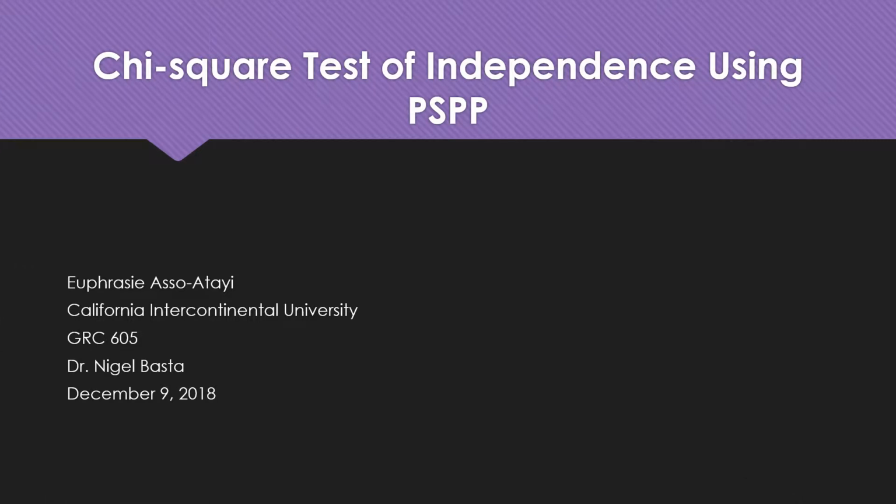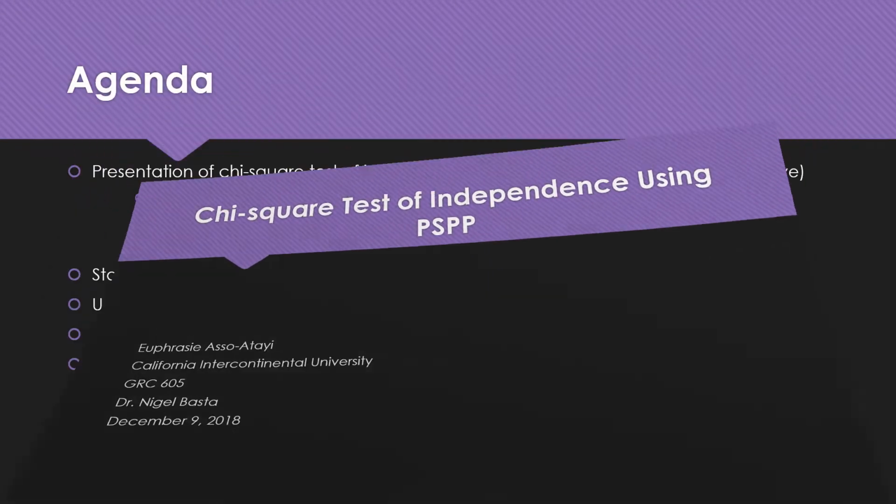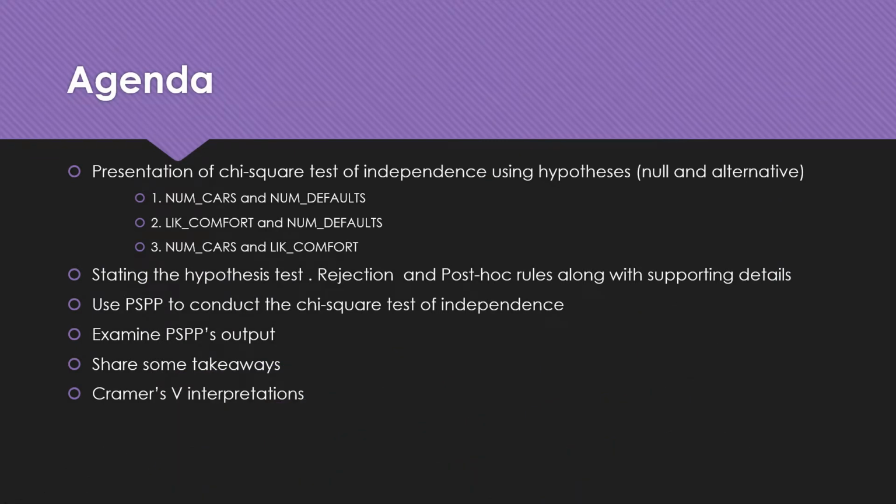I'm here to present to you the chi-square test of independence using the PSPP. The agenda of this presentation is to present the chi-square test of independence using the null and alternative hypotheses with three different samples.